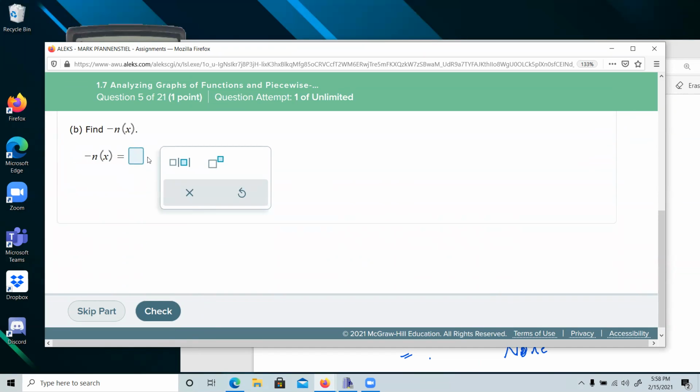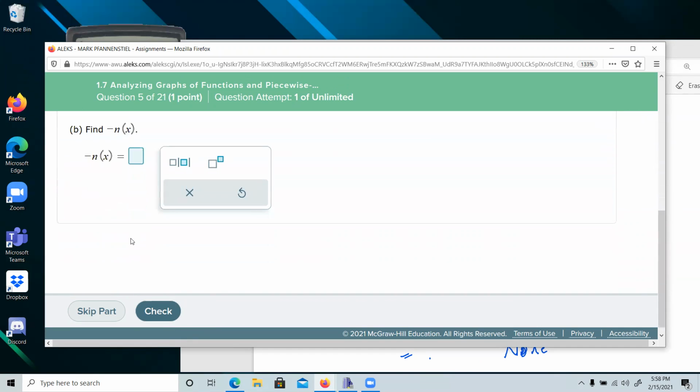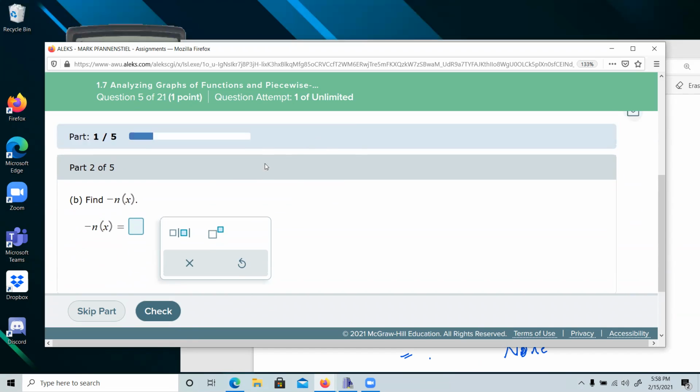We're not doing the rest of that. Okay, they just want you to type in what it is for negative and what it is for the regular one, and then we'll see.